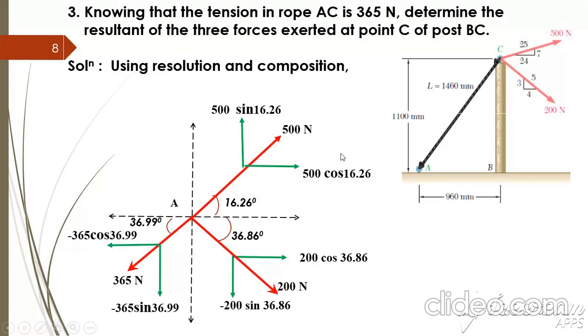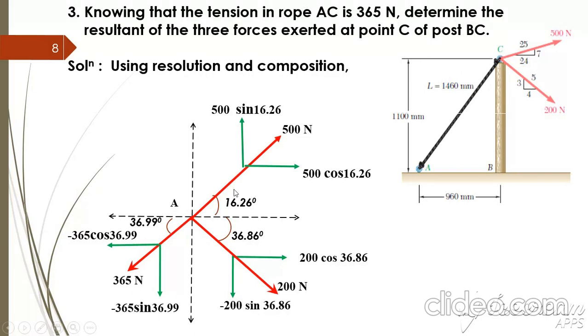Now the next problem: knowing that the tension in the rope AC is 365 Newton, determine the resultant of the three forces exerted at point C of post BC. Here one post BC is given where three forces are acting: 500 Newton, 200 Newton, and one of the forces acting in this cable or rope AC, and the tension in that rope is given as 365 Newton.